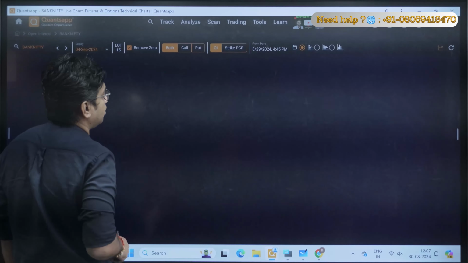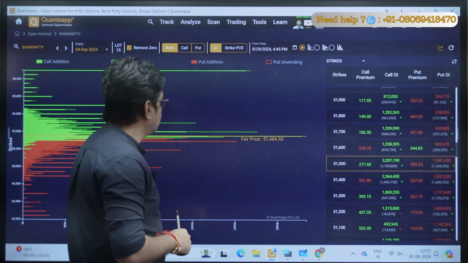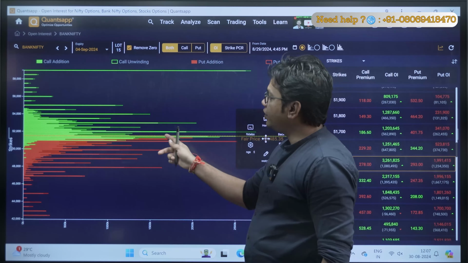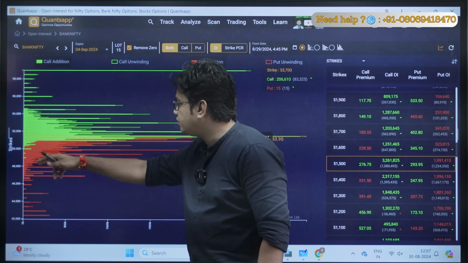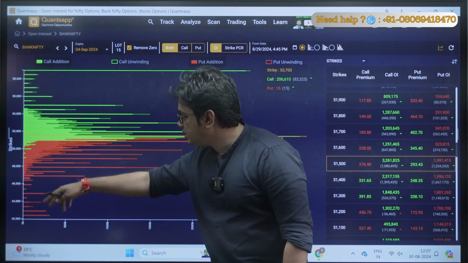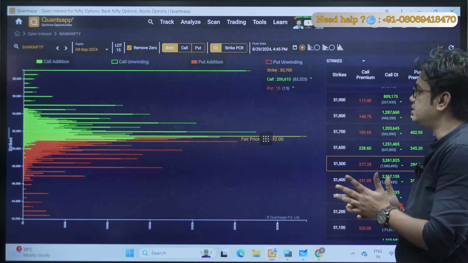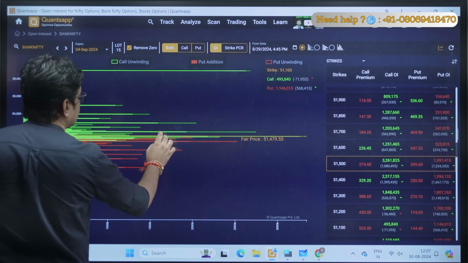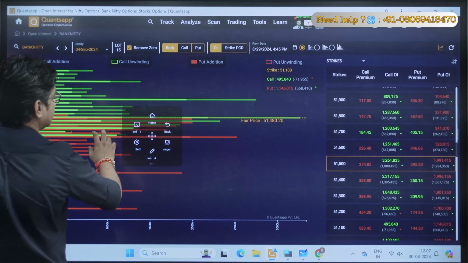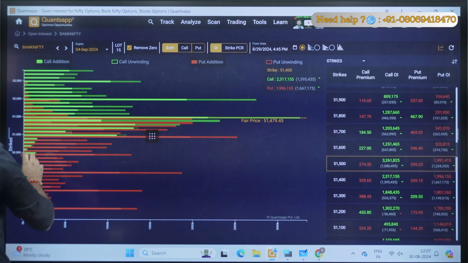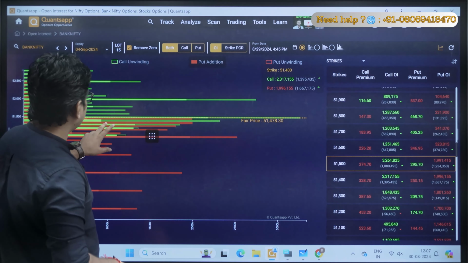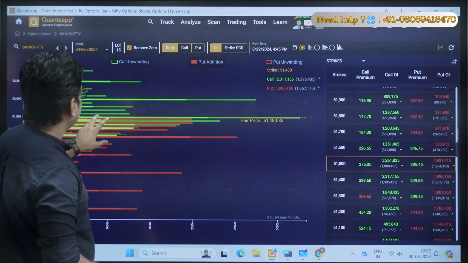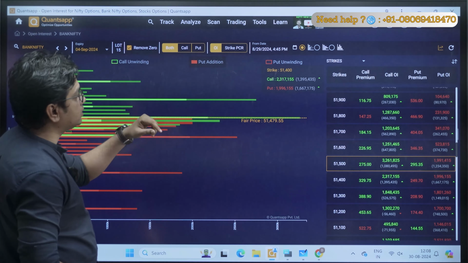I was going with the option data. So I will check the open interest. In open interest you can see more call writers are there. You can see the density of call writers, and also you can mark the density of put writers. At every point of time you can see the call writers. Below, you can see the put writers are increasing, but on the above side you can see call writers are increasing.